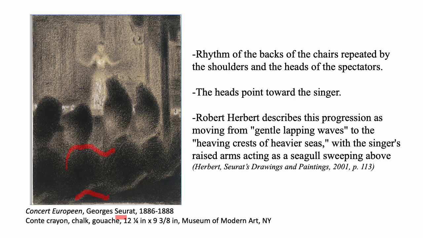In this drawing by Seurat, the rhythm of the backs of the chairs is repeated by the shoulders of the spectators and then more abruptly by their heads. Robert Herbert said that it is as if we were progressing from the gentle lapping waves along a calm shore toward the heaving crests of heavier seas beyond, and the raised arms of the singer on the stage form another echo of the swelling rhythm, like a seagull sweeping its white wings above the waves. And then there are the vertical rolling movements of the heads, pointing toward the singer. These rhythms connect the foreground with the background, and its stability is established by strong verticals on the right and other verticals like the one anchoring the singer in place.